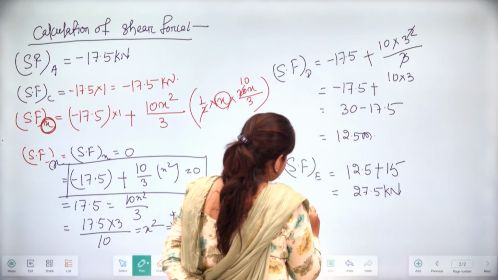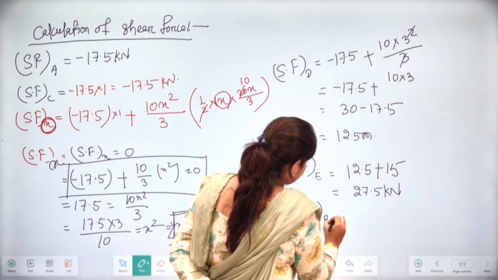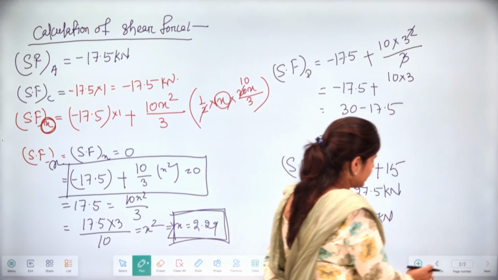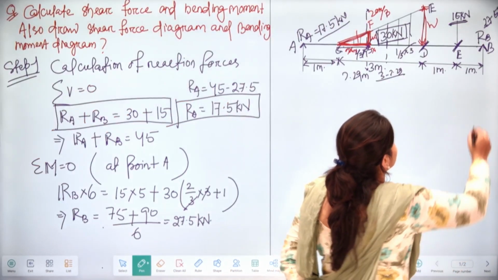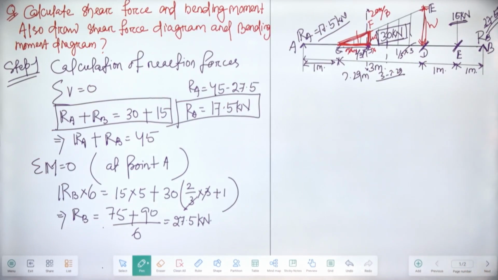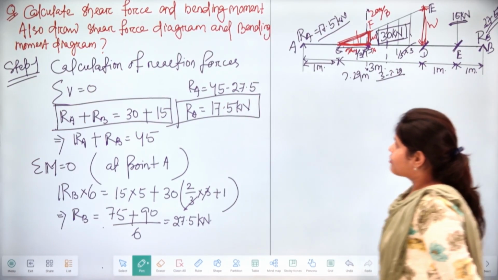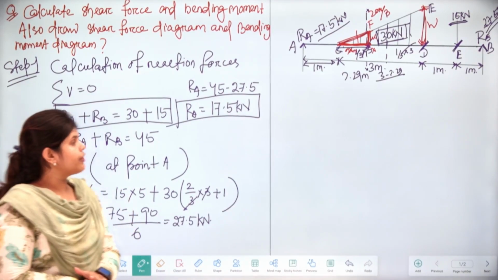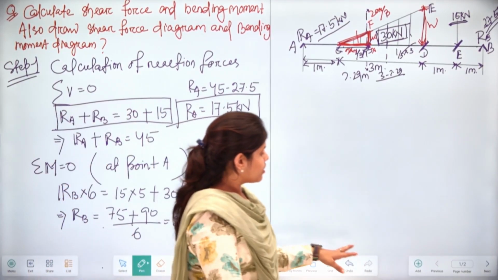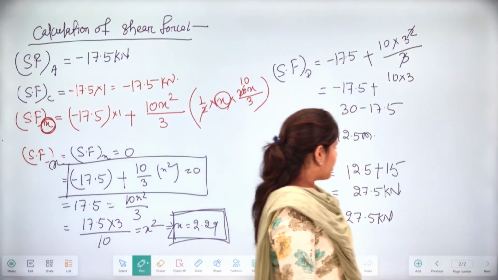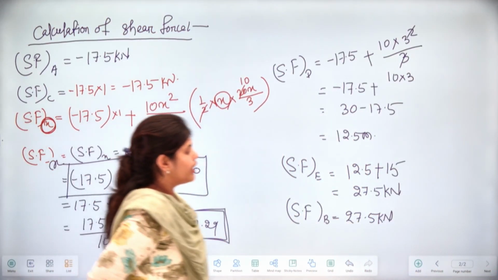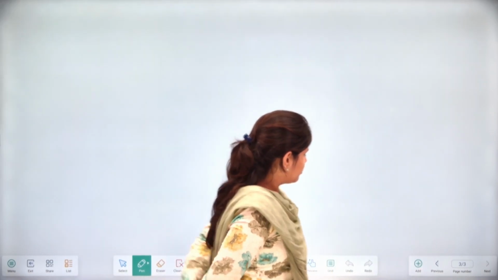Also, shear force at B will be 27.5 kilonewton, as we already have the reaction force here at RB as 27.5. So now we have the RA and RB values, and also calculated the shear force values. So now let's calculate the bending moment.